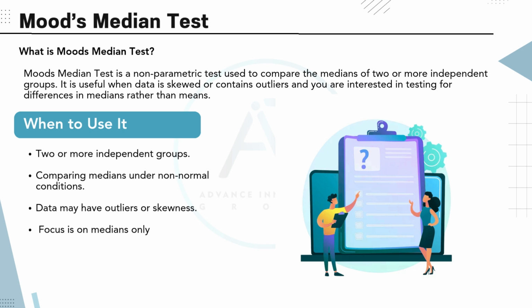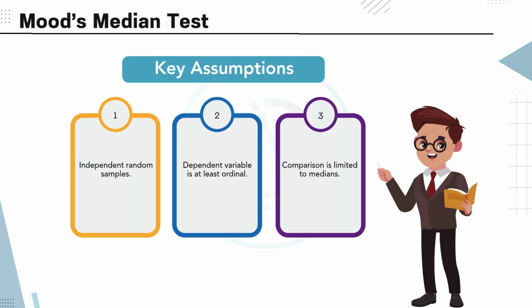This test is commonly applied in process improvement scenarios or customer satisfaction surveys where ratings are ordinal, and we want to understand if different teams or time periods lead to statistically different median outcomes. To properly apply Mood's median test, it's important to understand its underlying assumptions. Let's quickly walk through these three key points.